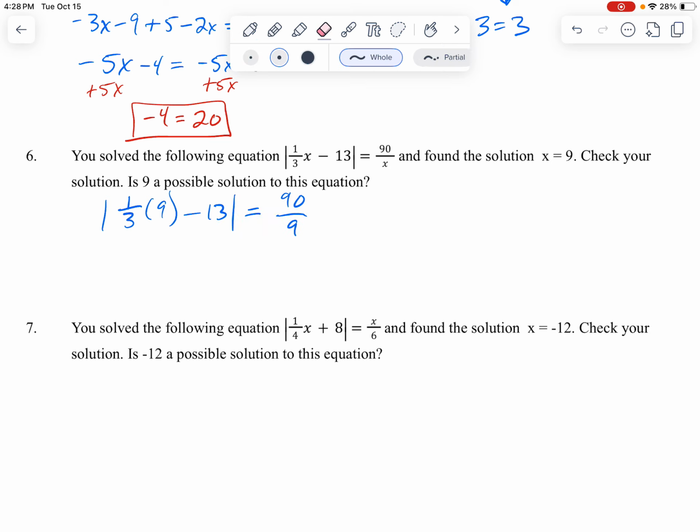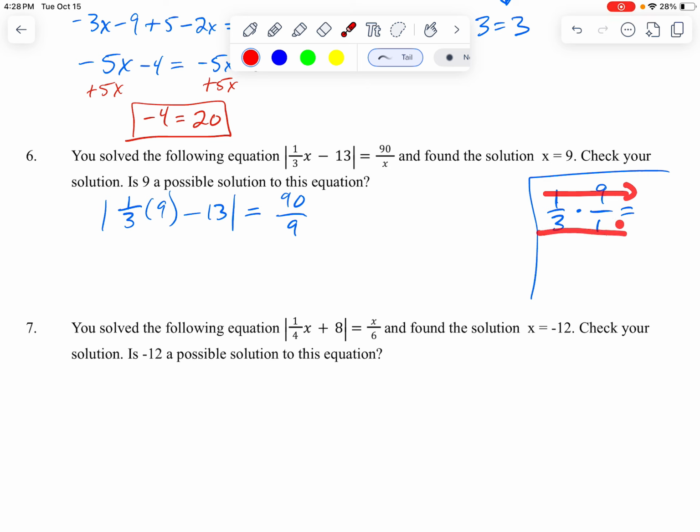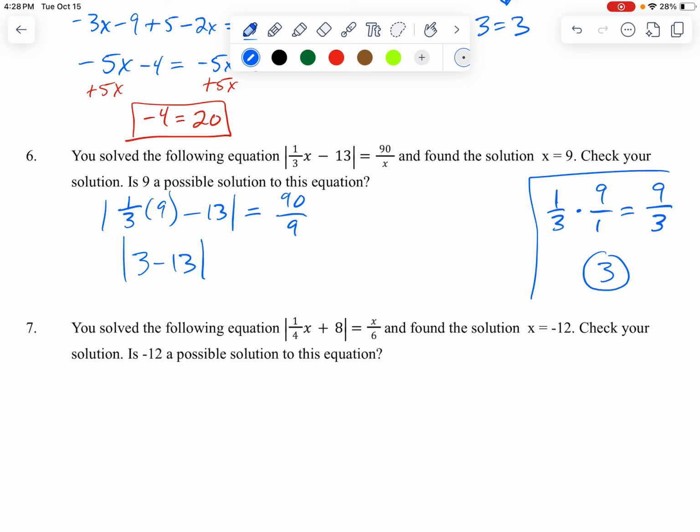So I can simplify here. 1/3 times 9. If we remember fractions, I'll just do this on the sidebar here. 1/3 times 9 is like 1/3 times 9 over 1. When we multiply fractions, we multiply straight across. So this is 9 over 3. And that's just division, right? Fractions are the same as division. 9 divided by 3 is 3. So we end up with 3 minus 13, absolute value, equals 90 divided by 9 is 10.